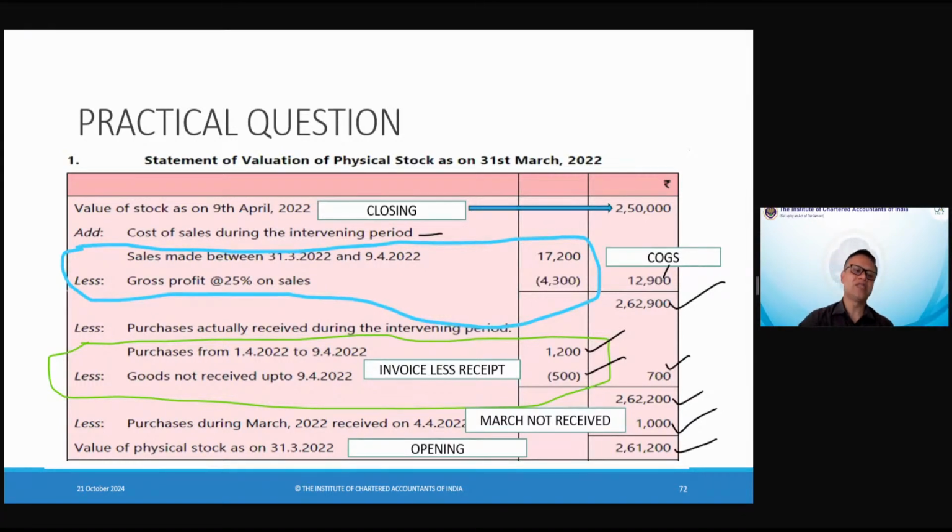So the prime thing you're doing in this is you have the closing stock, you're adding the cost of goods sold, and you're deducting the purchases. But apart from that, these are the other reconciliations we're using based on whether goods were received or not. Okay, so this is how this question has been solved. Now, based on this question, if you have any doubt, you may ask me, then we can move further.